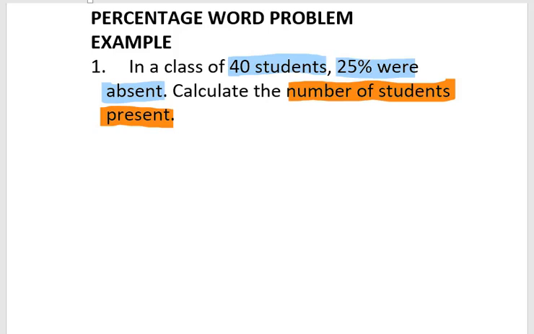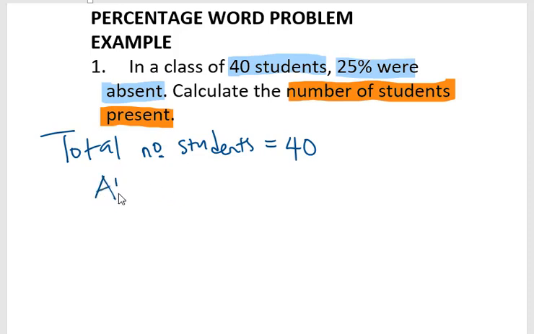Okay, there's a couple of ways that you can fix this. Now let's start from what we know. So the total number of students in this class is what? What's the number of students in this class? 40. This is the total number of students, not the percentage of students. Take note of that. Then students who are present is what we are being asked.